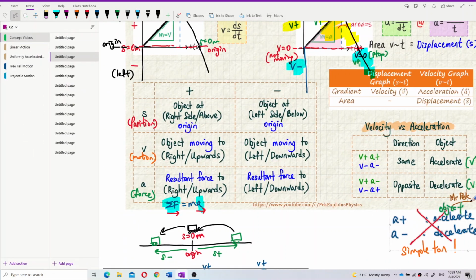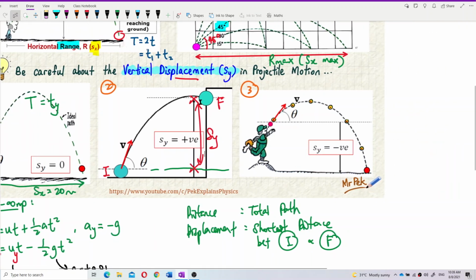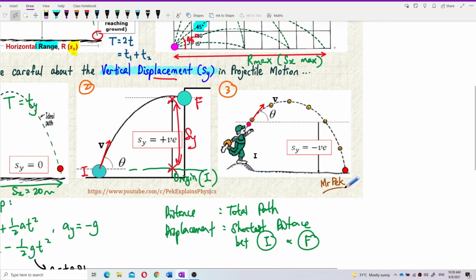So look at this example again. The final point is above the origin. Here is the origin, or the initial point. So now the final point is above the origin. Above the origin, that's why the displacement is positive. So this is Sy positive. How about here?